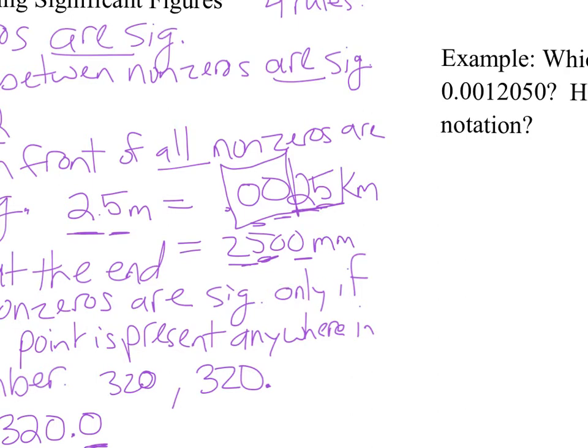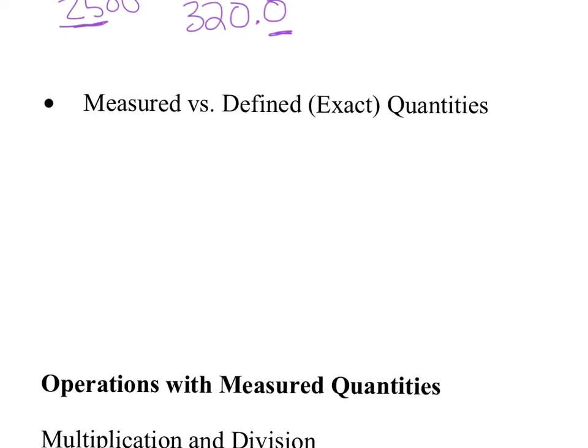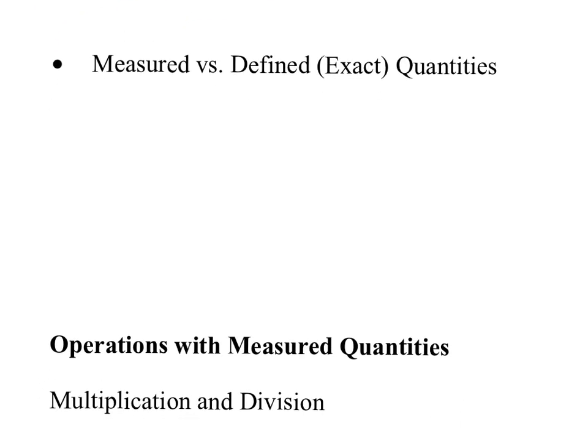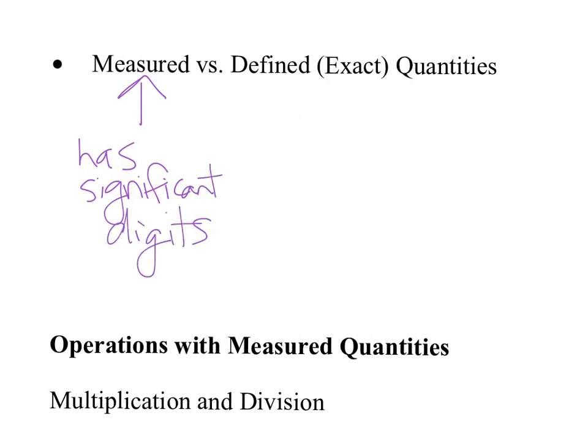We need to make a qualification here, so I'm going to go down to measured versus defined quantities. Okay. The qualification is that we're only talking about measurements. Measurements have precision. They have significant digits. You have to keep track of what's significant and what's not significant. Defined or exact quantities are considered conversion factors. You can convert, and these are not included in the idea of significant digits, okay?